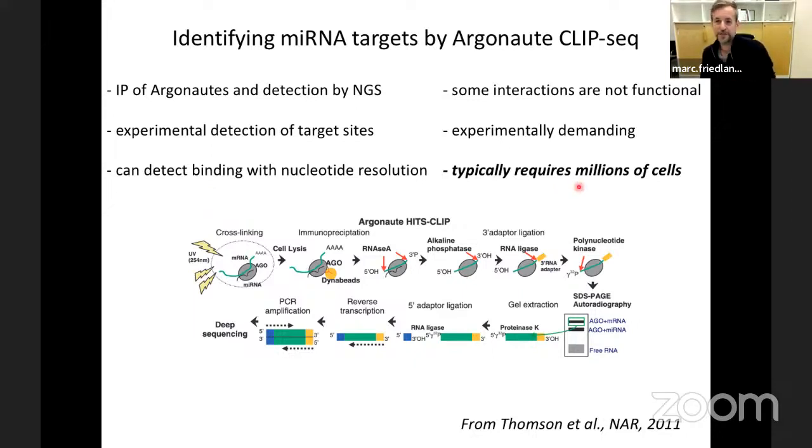And in my lab, we're funded by an ERC grant to look at microRNA functions in single cells. So obviously this won't do, that you need millions of cells. So we've been looking for a way to do something like CLIP-seq, not necessarily better, but something like CLIP-seq, but in single cells. And how could we do that?